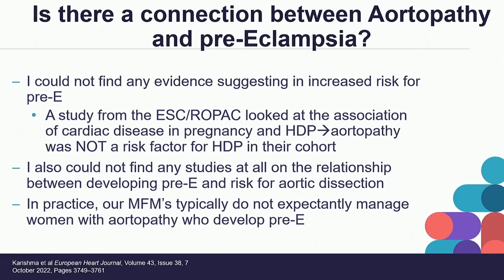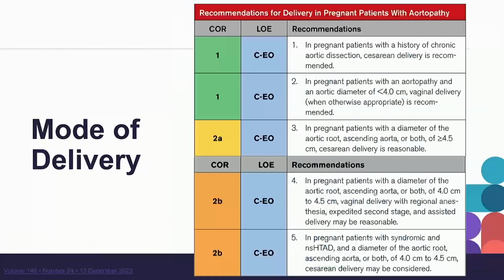In practice, our MFMs typically do not want to expectantly manage a patient like this with aortopathy and aortic root dilation who also develops preeclampsia, especially like the patient we talked about at the beginning who's 33 and 4. And so typically they're not going to be real tolerant. So how should we deliver these patients?